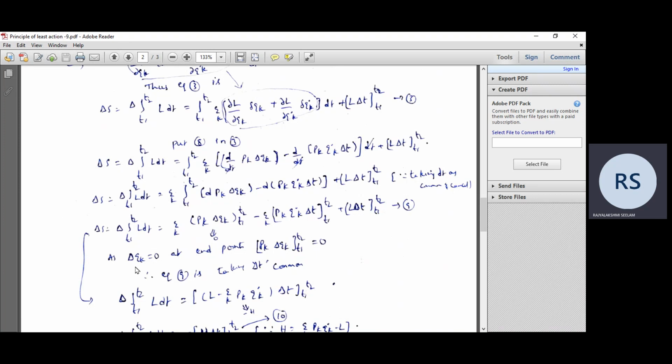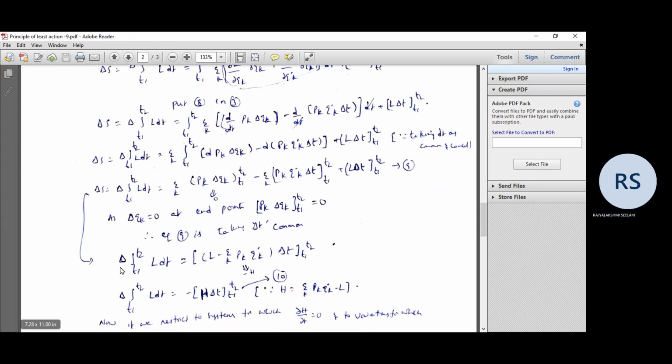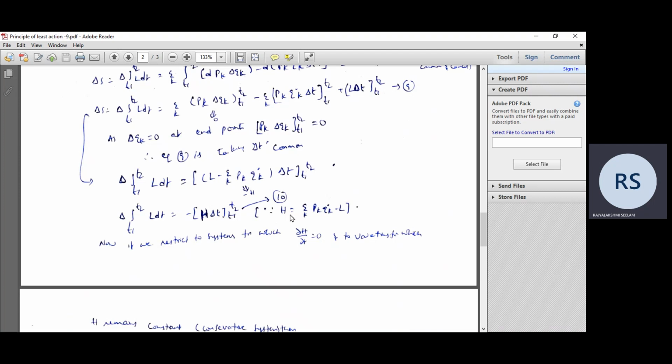So here as delta qk equals 0 at the extremum points, so what will happen? Pk delta qk becomes 0. So if delta qk is 0 at the end points, this term becomes 0. So in this term, we can take common as delta t, and rewriting this equation, we'll obtain delta integration t1 to t2 l dt equals to. So by taking delta t common from both the terms, l minus pk qk dot limits t1 to t2. So we have h equals sigma k pk qk dot minus l.